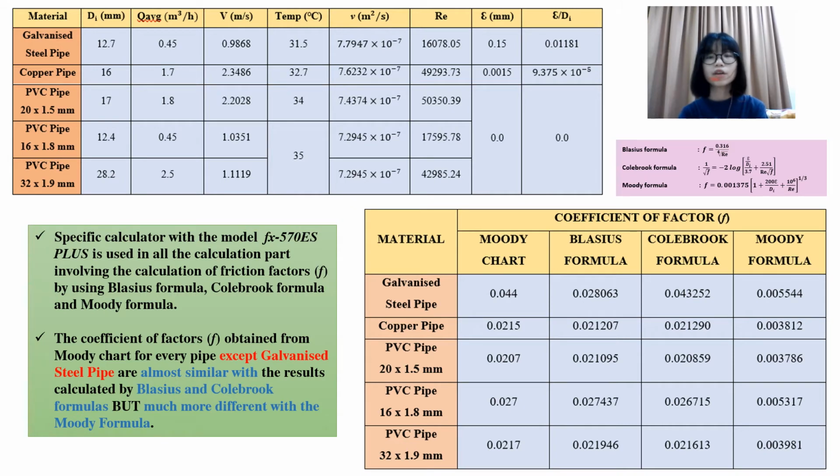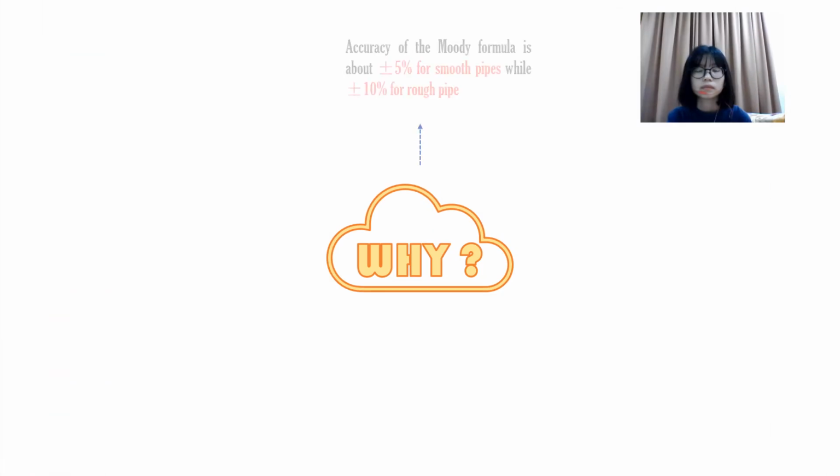From the result, the coefficients of friction obtained from the Moody chart for every pipe except the galvanized steel pipe are almost the same as the results calculated by the Blasius and Colebrook formulas, but they are much different from the Moody formula. The huge difference between the values of the Moody chart and the Moody formula is mainly because the accuracy of the Moody formula is about plus minus 5% for smooth pipes and plus minus 10% for rough pipes.